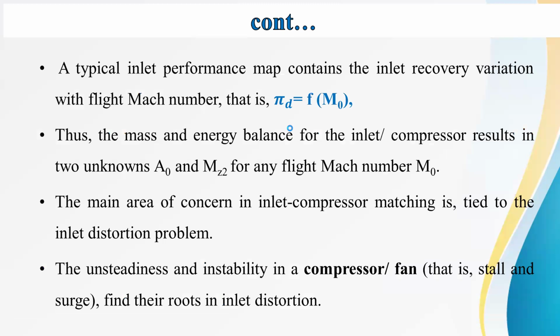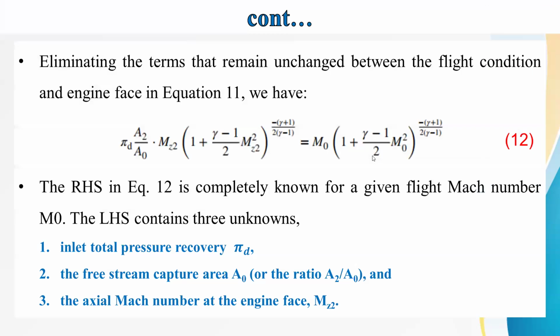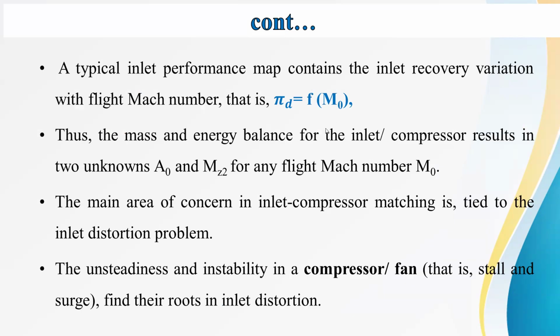So a typical inlet performance map contains inlet recovery variation with flight Mach number, that is pi d. So pi d is equal to F of M naught. This pi d is called the total pressure recovery. Okay, so it is already known. It is a function of the free stream Mach number. And therefore, the mass and energy balance for the inlet compressor results in two unknowns. A naught and MZ naught are not known for the flight Mach number.